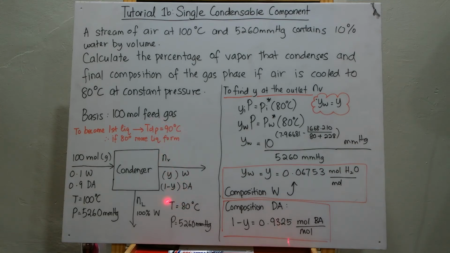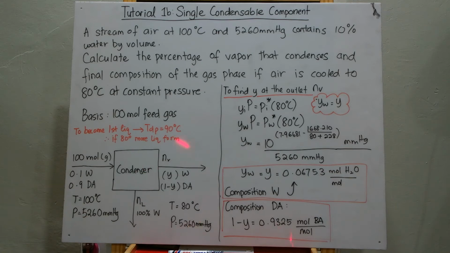But the question says air is cooled to 80 degrees C at constant pressure, which is lower than the dew point. Therefore, it's not just the first drop, but we will see more drops of liquid formed here, because the temperature is lower than the dew point. If you cool to 80 degrees C, that means you're expecting more water vapor will become liquid here. So with a condenser, you'll have one line for liquid from condensation, and then you'll still have remaining gas. We expect the composition of the remaining gas to be in terms of water vapor and also dry air. Okay, this is gas. So I put vapor here. Okay, right.